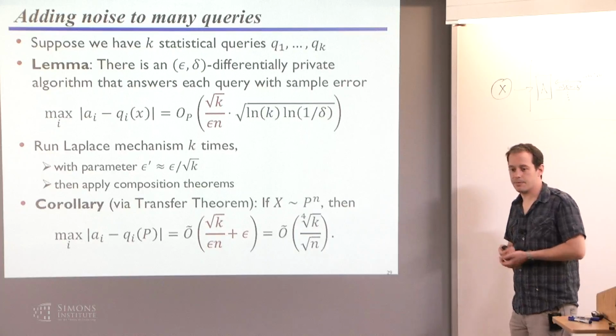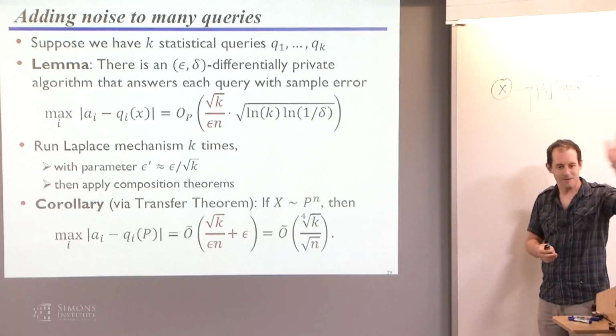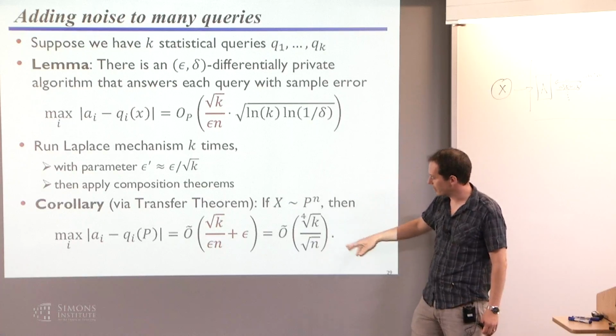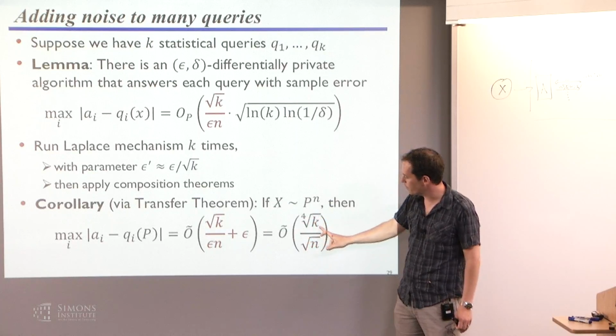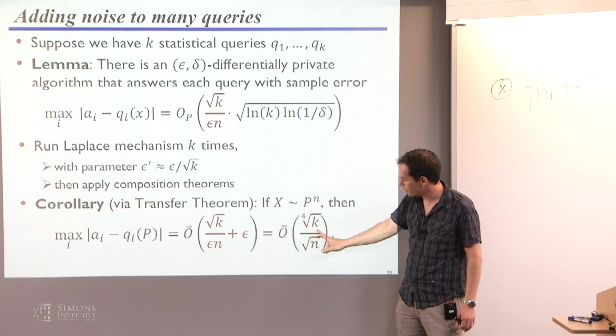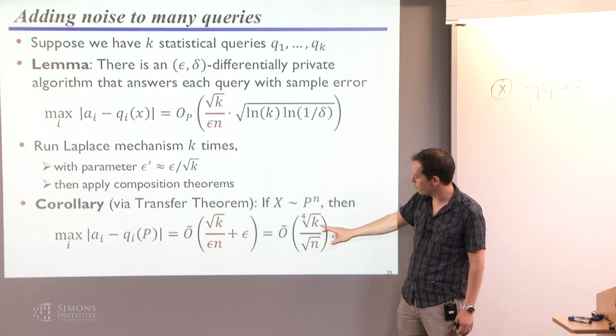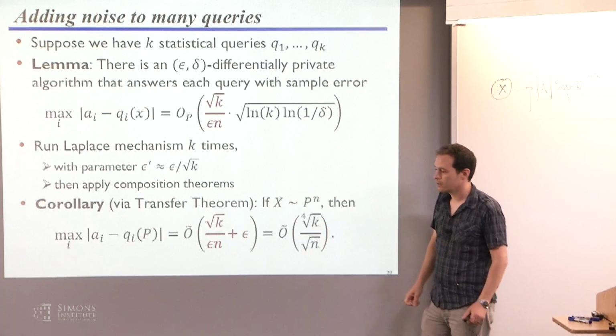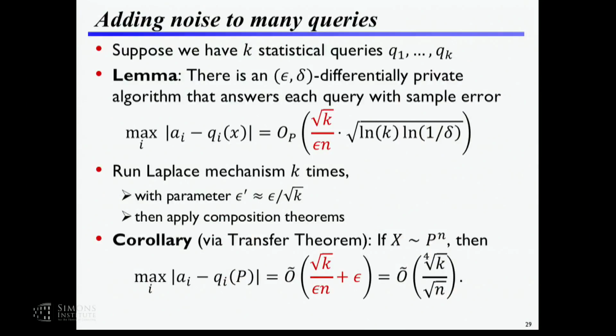Relative to, say, sample splitting, which we talked about a long time ago, or just providing the straight empirical answer, the big win is I've bought myself an extra square root in the dependency on k. I went from square root of k over square root of n to fourth root of k over square root of n, which is a significant improvement when I've got lots and lots of queries. And it turns out that this sort of quadratic improvement comes up over and over again in the applications of these types of results.